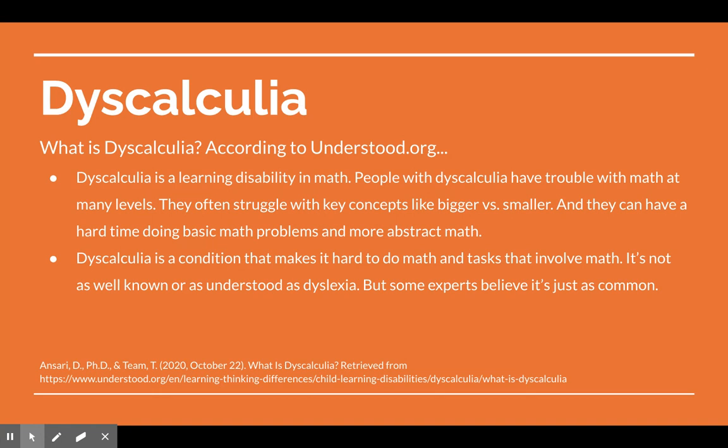Dyscalculia is a learning disability in math, and people who display dyscalculia have trouble with math at many levels, and they often struggle with key concepts like bigger versus smaller. They can also have a hard time doing basic math problems and more abstract math. The condition makes it hard to do math and tasks that involve math, and it's not as well known or as understood as dyslexia, but a lot of experts believe it's just as common.